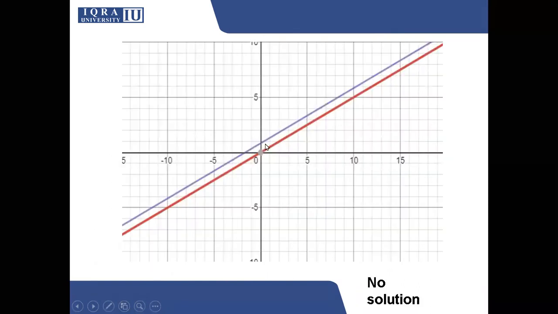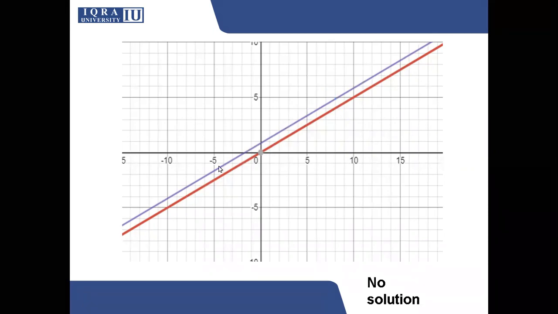What this means is that this is the first equation. This line right here is the first equation, and this line right here is the second equation. You can see that both of these lines do not have any point in common. Since they don't have any point in common, there is no value of x or y that can satisfy both of these equations. As a result, this is a case of no solution. We do not have any solution in this case.